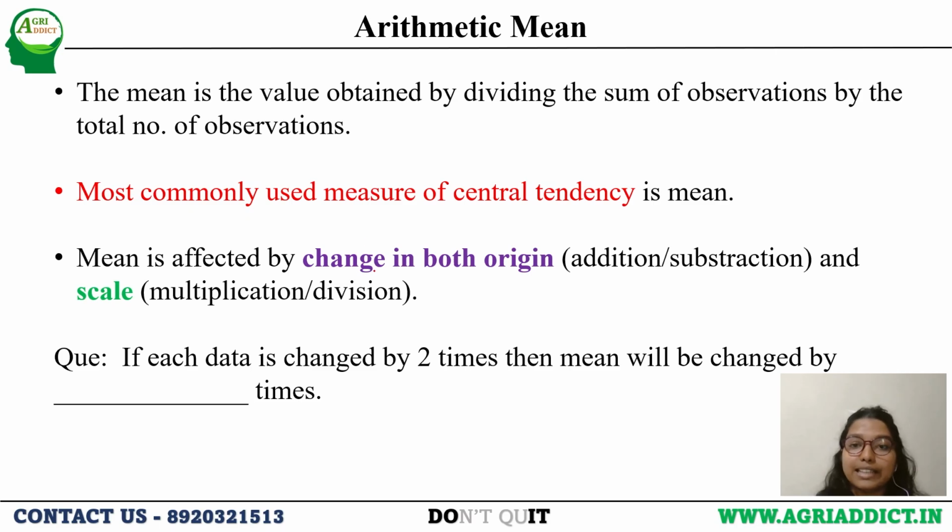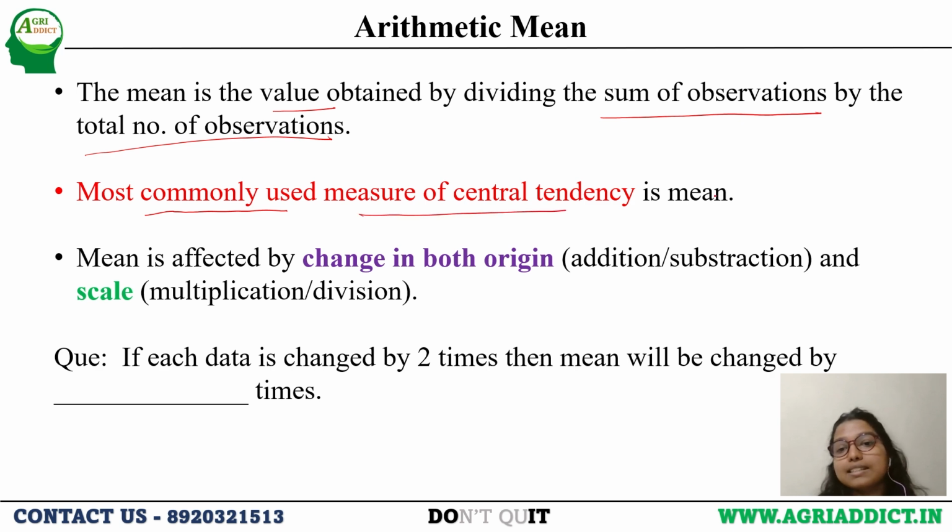So let's start with the arithmetic mean. Mean is the value which is obtained by dividing the sum of observations by the total number of observations. We will understand it when we make the formula from this definition. Second point is the most commonly used measure of central tendency is mean. Okay, it's very important. You should remember this.